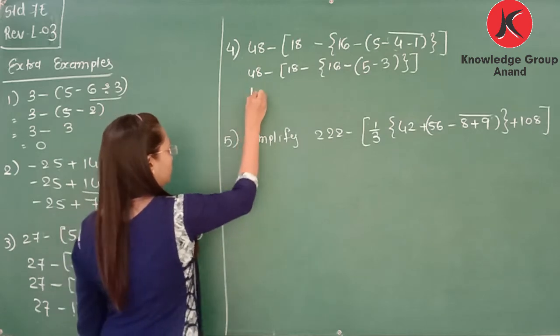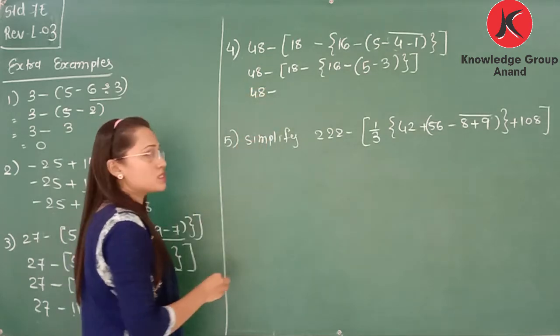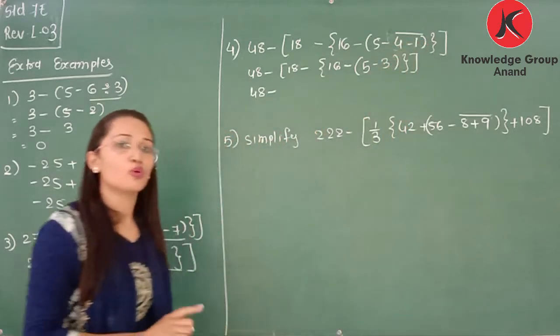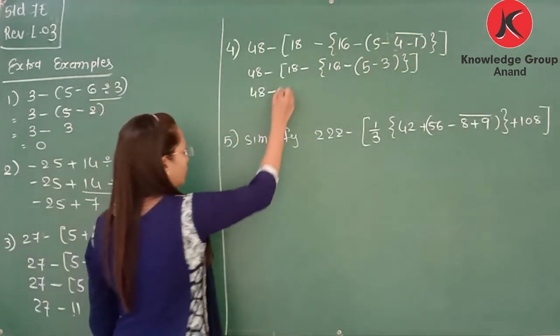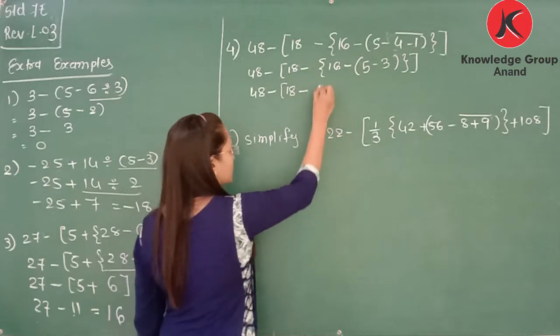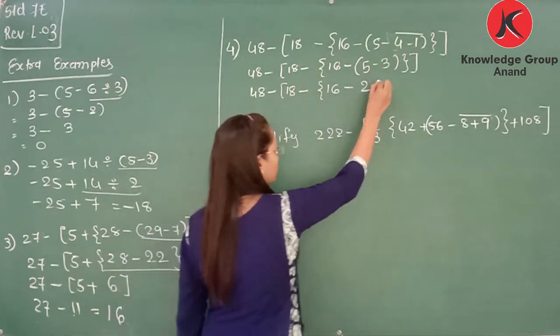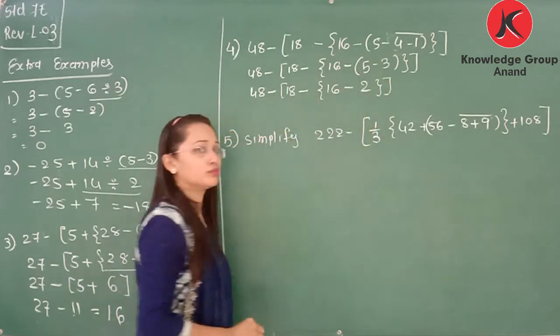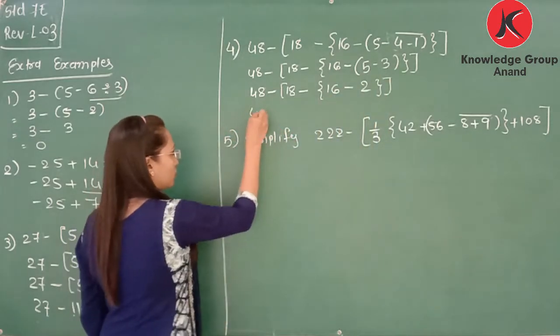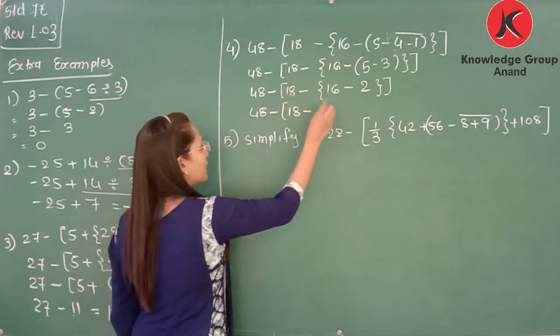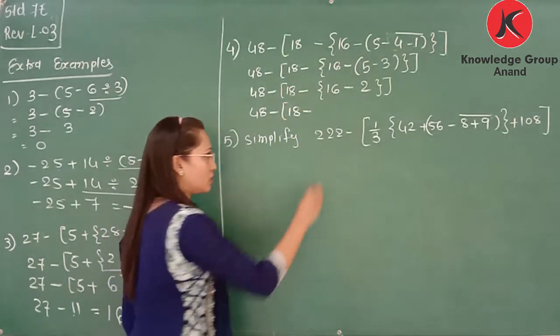Now 48 minus, here the bar is on 4 minus 1, so we perform 4 minus 1, that is 3. Now 5 minus 3 is 2. Now 48 minus 18 minus 16 minus 2 is 14.